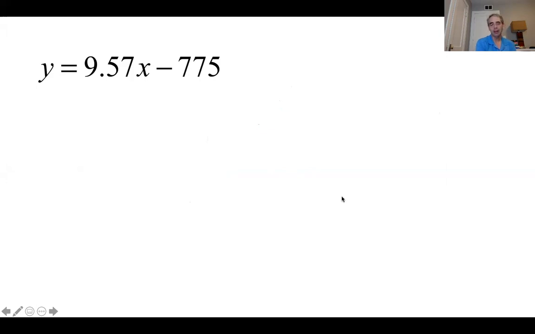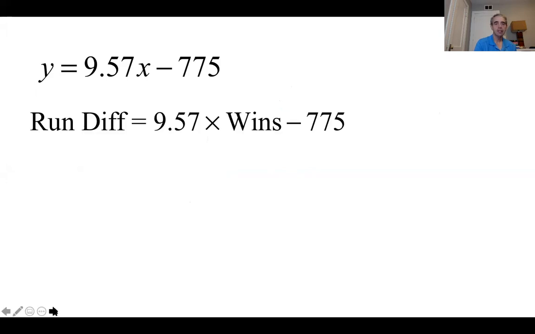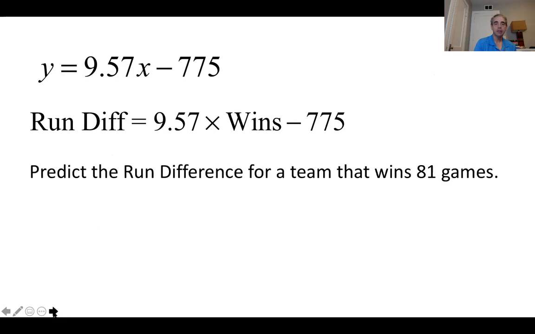Let's redefine them. Y, the second one, corresponded to the run difference. X, the first one, corresponded to the number of wins. So what I can say then is the run difference is 9.57 times the number of wins minus 775. So that is our line of best fit to predict the run difference from the number of wins.